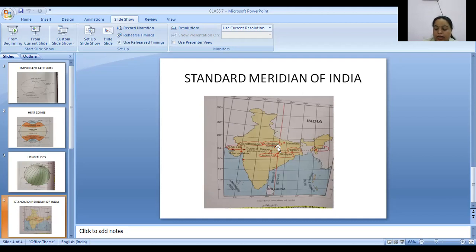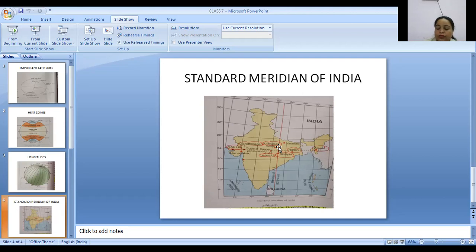Okay. So the prime meridian gives what is called Greenwich Mean Time, and the same thing we have taken as the standard meridian for the whole world. The time on Greenwich Mean Time is taken as the time for the whole world. And the standard meridian for India is this red line, in Allahabad, which is taken as the standard time for India.